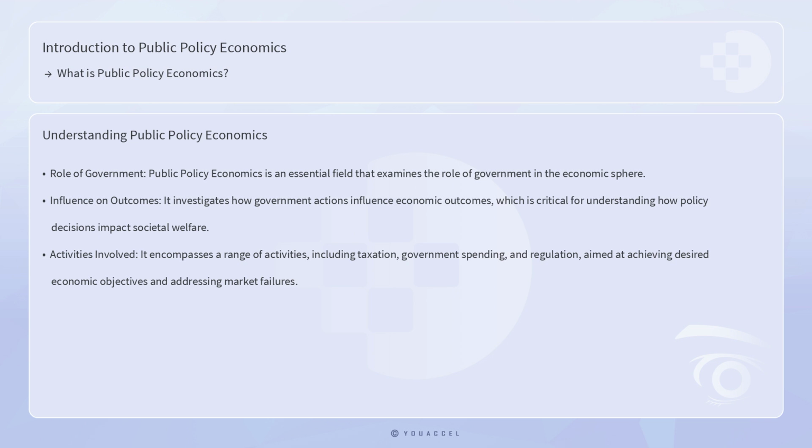Public policy economics is an essential field that examines the role of government in the economic sphere. Public policy economics investigates how government actions influence economic outcomes, which is critical for understanding how policy decisions impact societal welfare. It encompasses a range of activities, including taxation, government spending, and regulation, all of which are aimed at achieving desired economic objectives and addressing market failures.